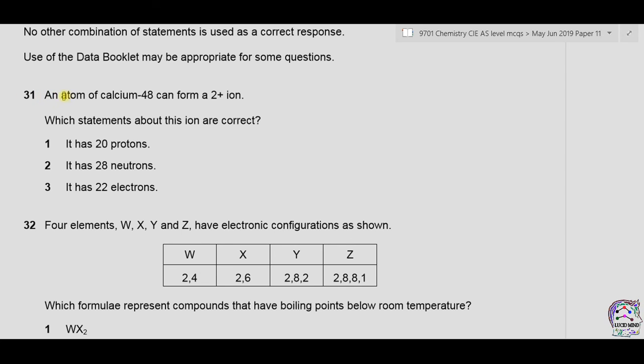Question number 31. An atom of calcium 48 can form a 2 positive ion. Which statements about this ion are correct? The atomic mass of calcium is given, it is 48. So we can write 48. From periodic table we know that the atomic number of calcium is 20. So the number of protons is equal to 20, while the number of neutrons is equal to mass number minus atomic number.